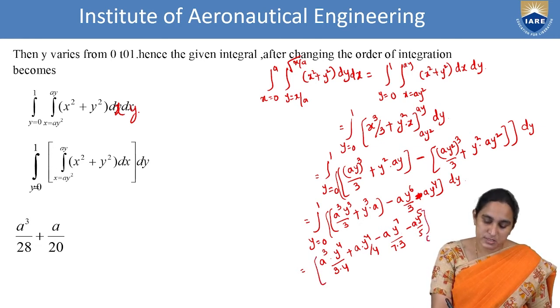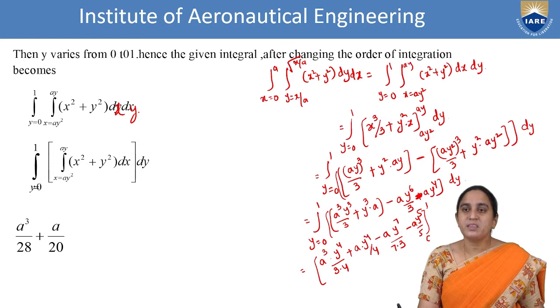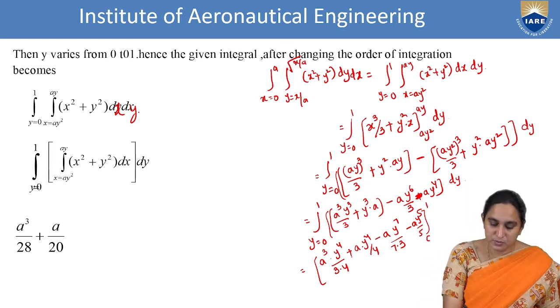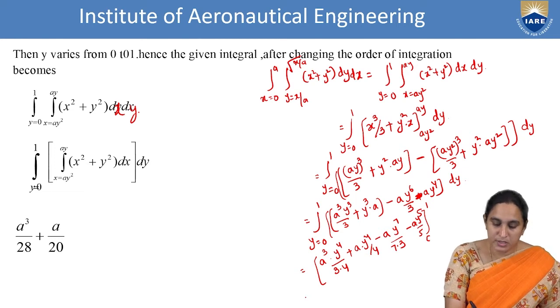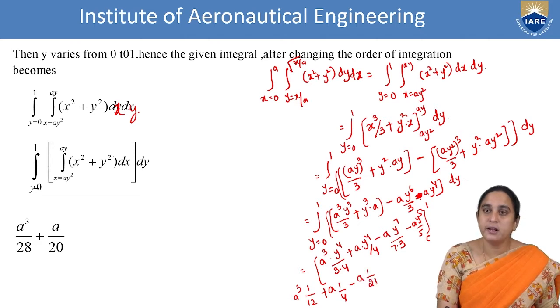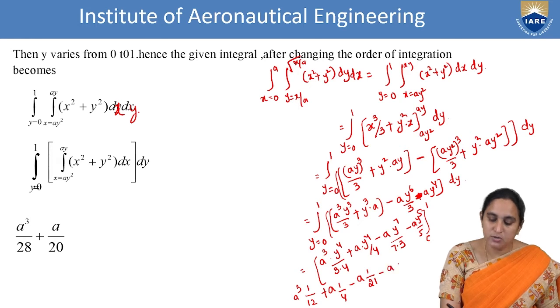Then the limit points are 0 to 1. Then substitute the limit points here. Upper point: a cube, y limit point 1 by 1 power 4, that is 1 by 3, fours are 12, plus a into 1 power 4, that is 1 by 4, minus a into 1 power 7, that is 1 by 7, threes are 21, minus a into y power 5, that means 1 by 5.